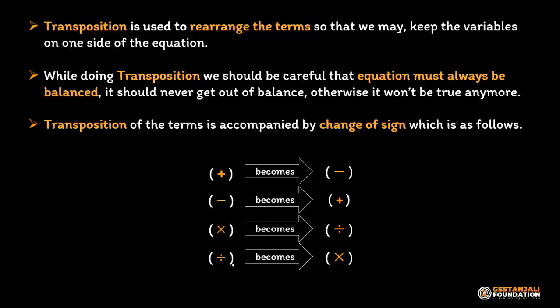So where you have to be careful while doing transposition, you have to be careful about the change of sign. In the transposition of a term, it is accompanied by a change of sign, which is as follows. When you take one term from one side to the other side, maybe from left of the equals to sign to right of the equals to sign, or from right to left, you have to be careful about the sign. Plus sign will become minus, minus sign will become plus. Multiplication will become division and division will become multiplication. Let's see a few examples.